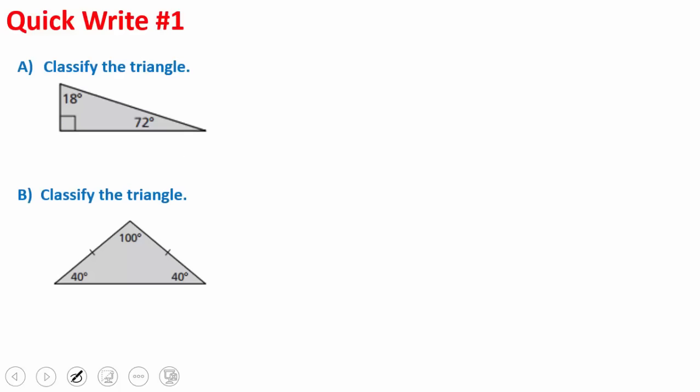Moving right along to our quick write. Classifying the triangle. Again, make a quick drawing. You know, do it real nice. Put in the measurements that they have, and then classify the triangle for A and B. Please do a nice little drawing. It won't take you that long. Take a quick break, come back, hit us up for video number 2, and then do some assignment work.